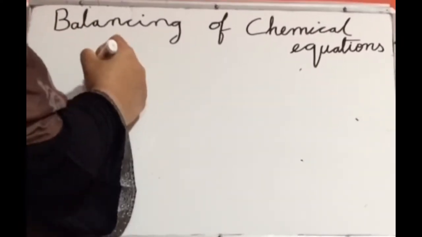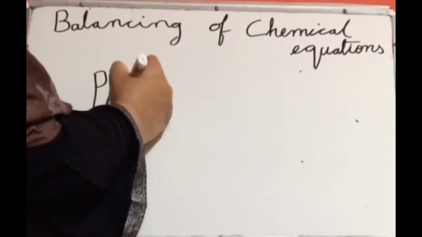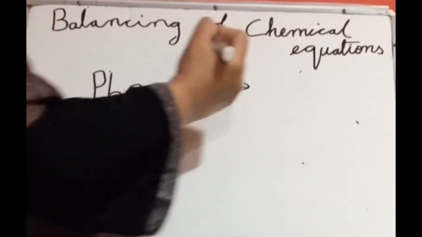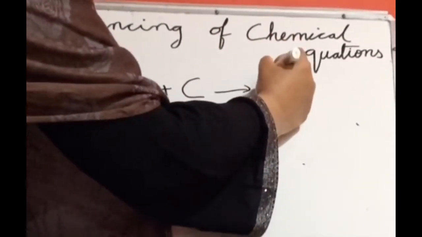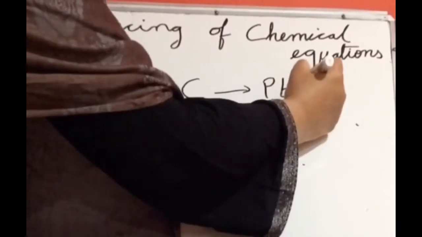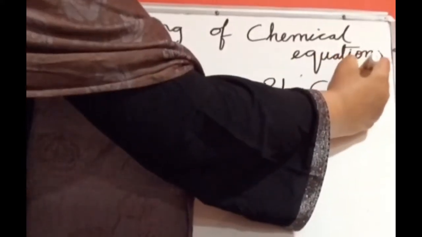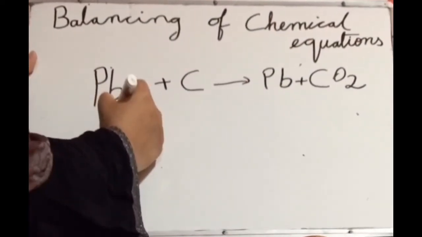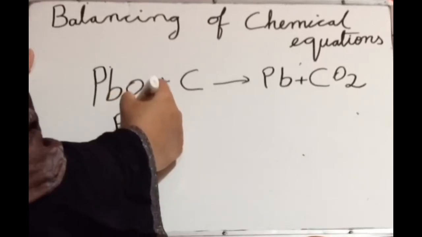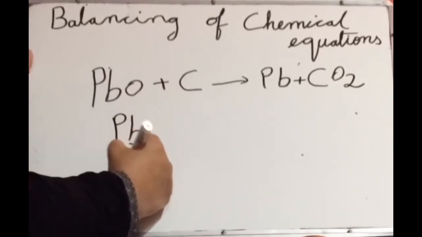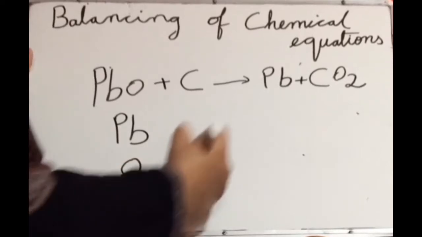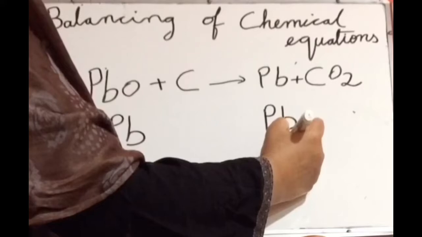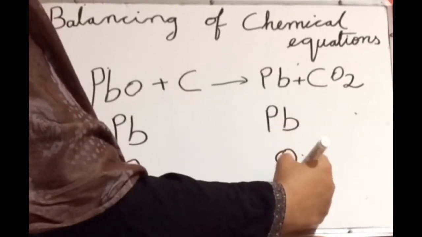Okay, now let's take this example. Lead oxide, PbO, plus carbon giving what? Pb plus CO2. Now how will we balance? First let's write the elements. What are the elements on this side? Lead. Then you have oxygen. Then you have carbon. Same way here also you have lead, you have oxygen and you have carbon.